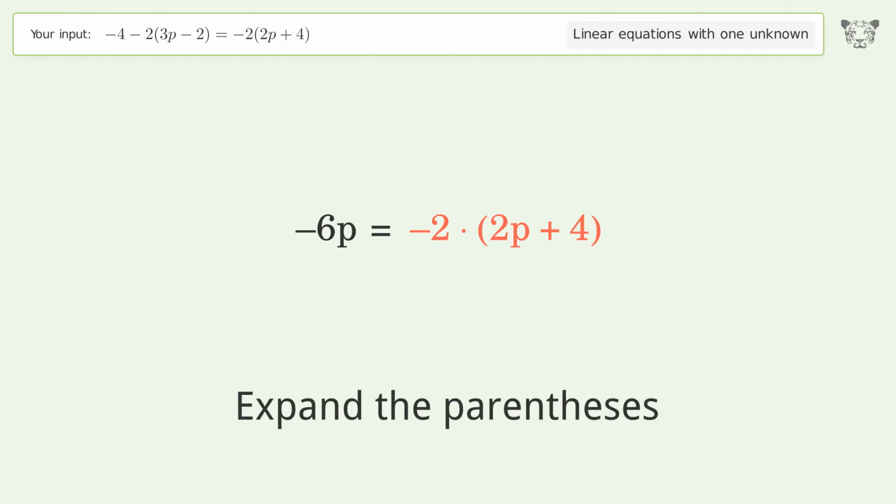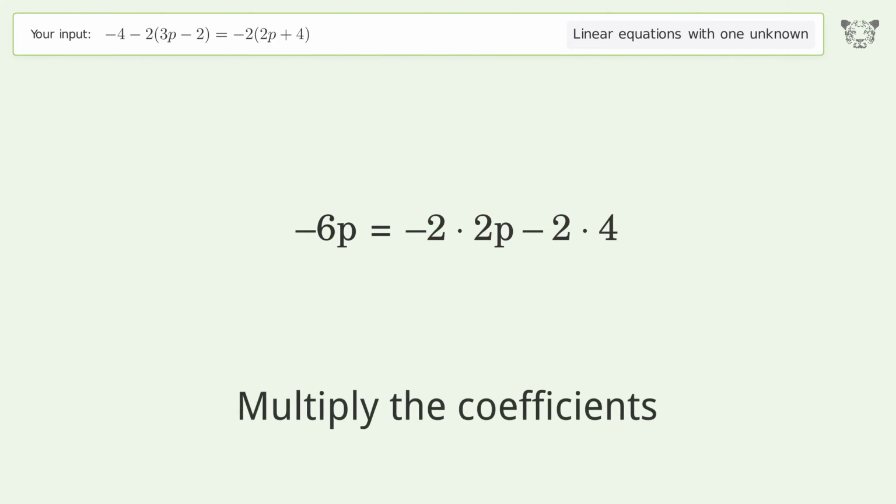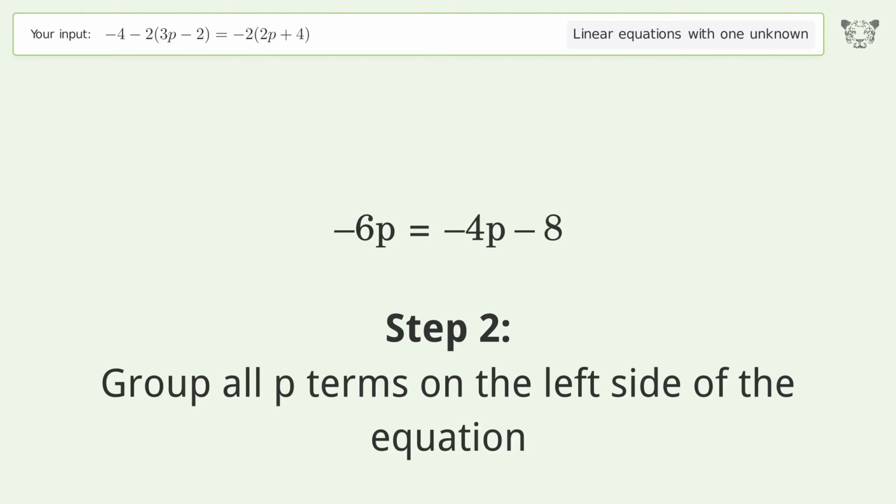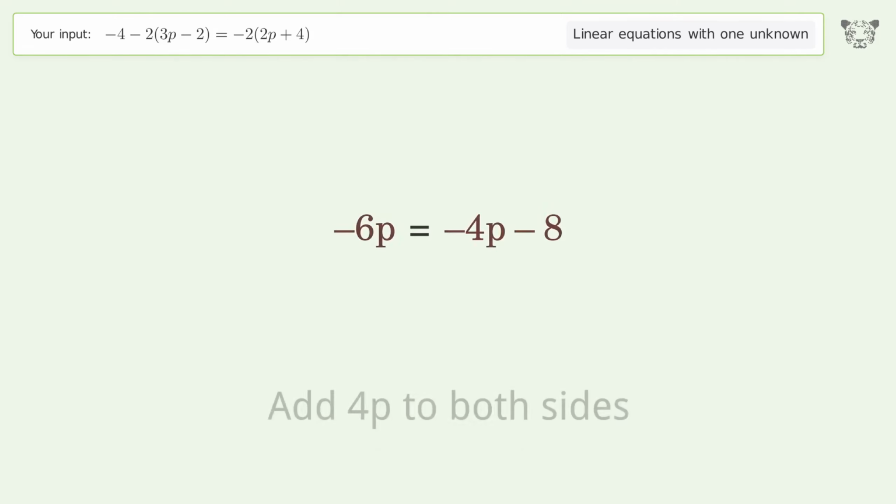Expand the parentheses. Multiply the coefficients. Simplify the arithmetic. Group all p terms on the left side of the equation. Add 4p to both sides.